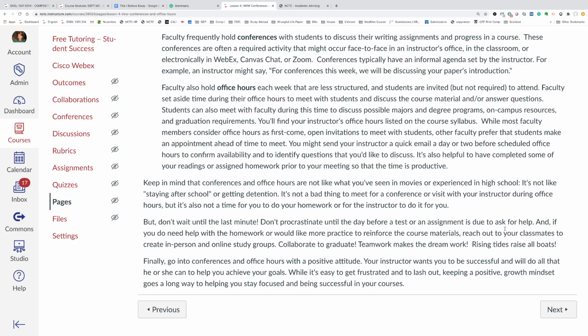Finally, go into conferences and office hours with a positive attitude. Your instructor wants you to be successful and will do all that he or she can to help you achieve your goals. While it's easy to get frustrated and to lash out, keeping a positive growth mindset goes a long way to helping you stay focused and being successful in your courses.